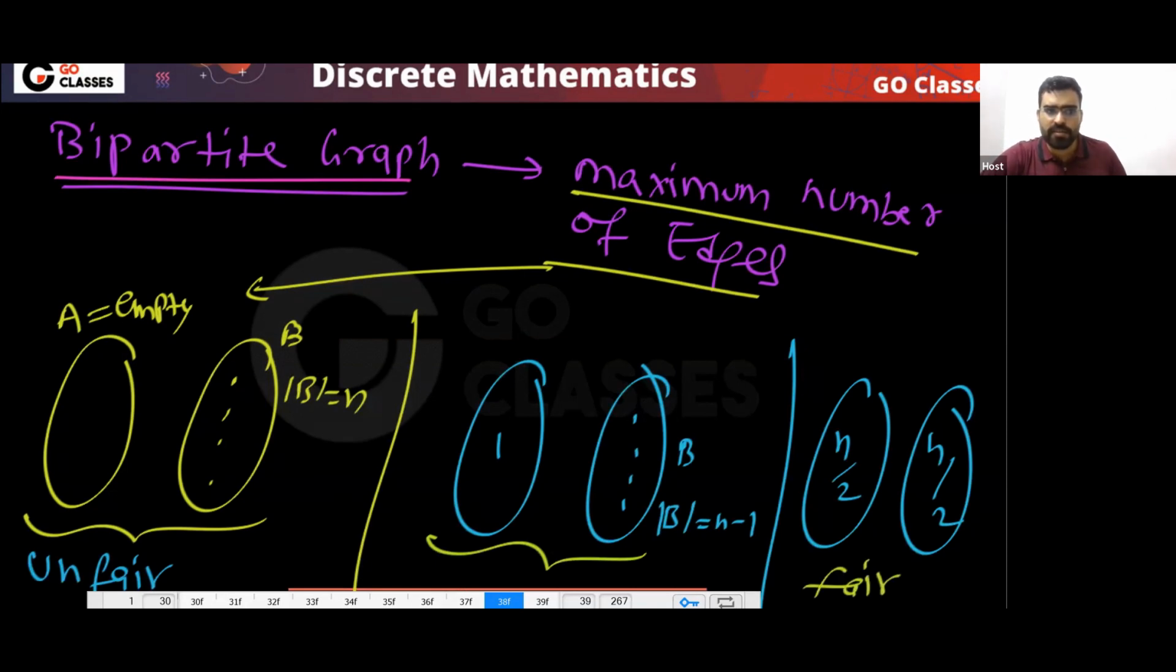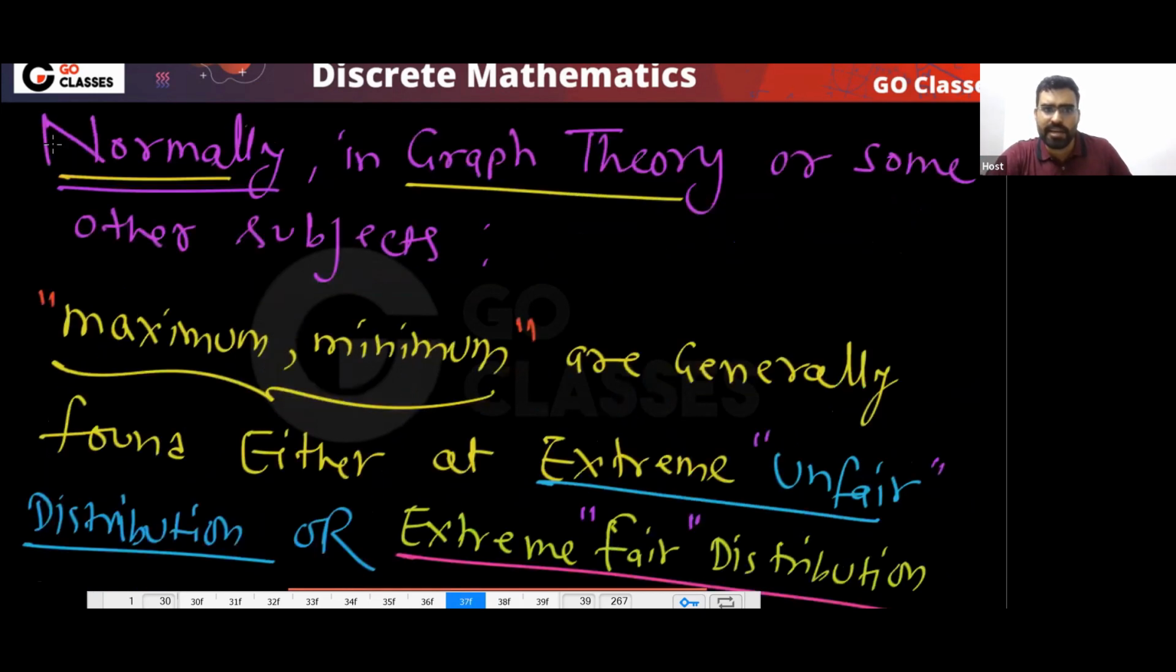Okay, so this is the idea. You can notice this unfair distribution will give you the minimum number of edges for this particular question, yes or no? That is 0. And this fair distribution will give you the maximum number of edges, that is n by 2 whole square. Is this point clear? This is a guideline; mostly this will happen.